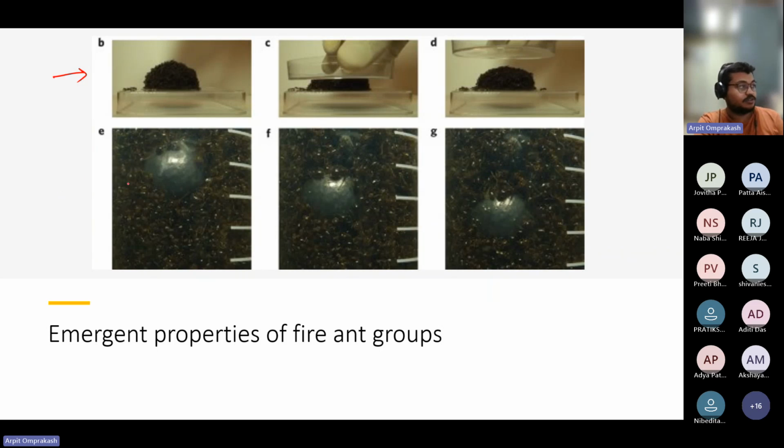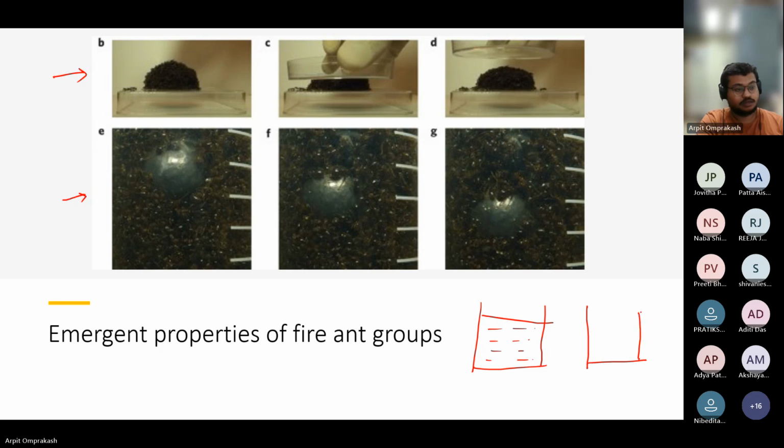Then the second property that emerges for groups of fire ants is viscosity. So viscosity is a property of fluids. So for example, let's say you have water here and we have honey here. Water is less viscous than honey, or less dense than honey. Honey is more dense. So if you were to put a metal ball through this, the rate at which it will go down will be faster than the rate at which the same metal ball will go down through a column of honey of the same size.